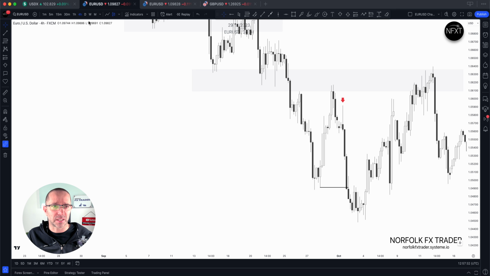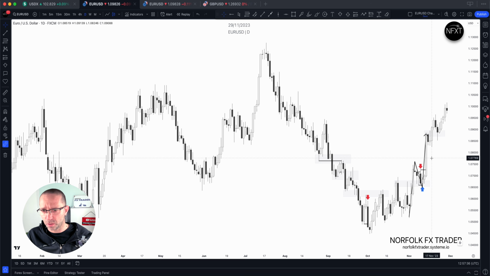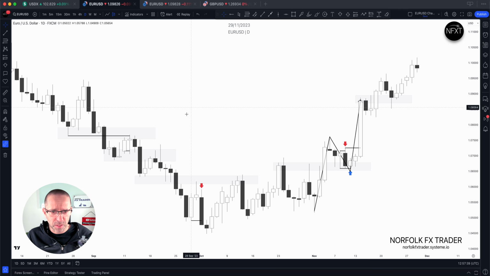Now we can actually look at a daily at that area as well to show you the same thing on a daily chart. So when the market does come down, we pull back. Do you see this structure?